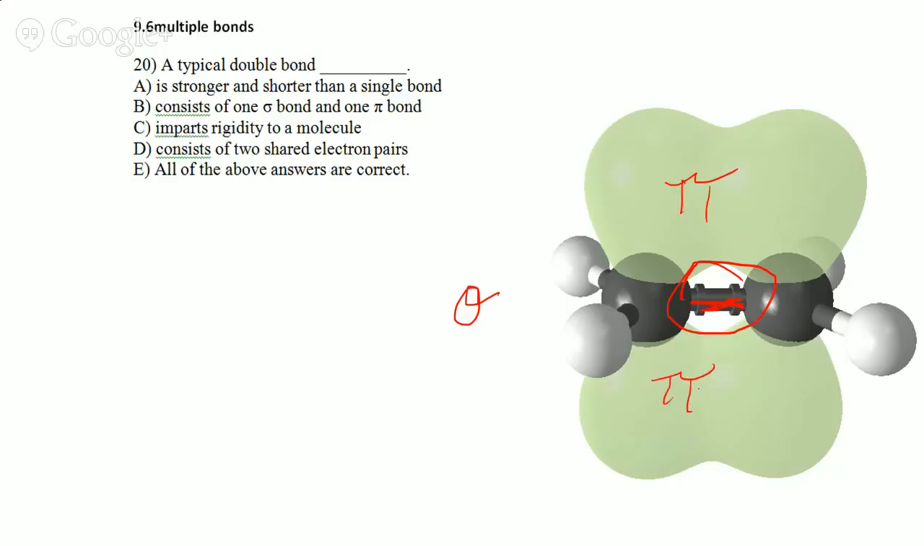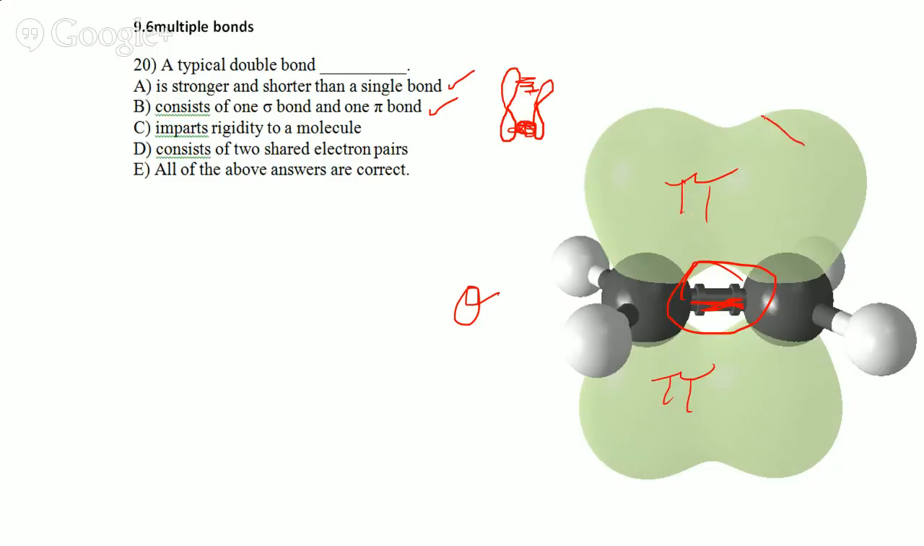Right? This is one pi bond because it's one p orbital overlapping. Right? Remember the shape of the p orbitals? They kind of look like peanuts. Right? So what's actually happening is these are overlapping above and below it. Those lobes of the one orbital for each atom is overlapping. And we know double bonds are stronger and shorter than a single bond. That is true. Consists of one sigma and one pi bond. That is true. Imparts rigidity to a molecule is true as well.